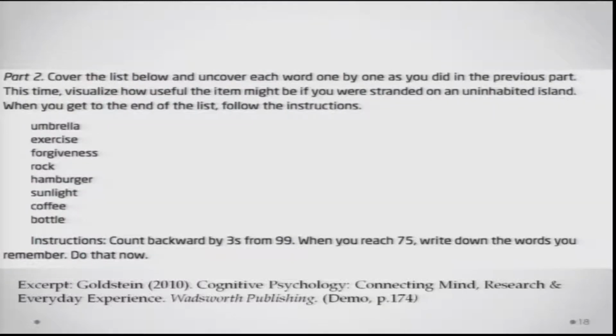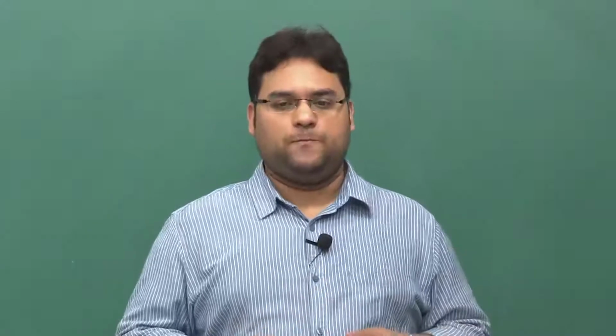Another demonstration could be, say for example, you again have to read each of these words. You have to visualize how each of these objects might be useful to you if you were left deserted on an uninhabited island. So there are words like umbrella, exercise, forgiveness, rock, hamburger, sunlight, and you have to think of them as per how useful they will be if you had any of these objects on a deserted island. Remember the movie Castaway, wherein there was this gentleman who was left stranded on an island.